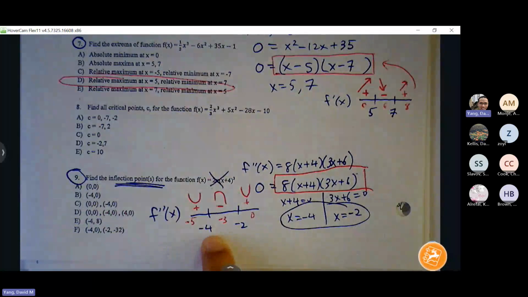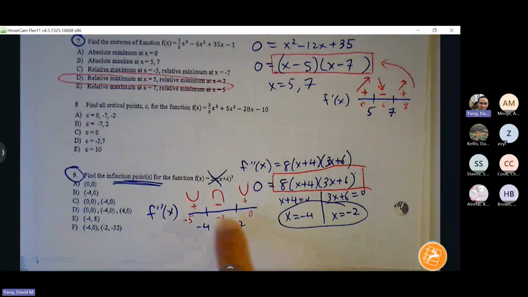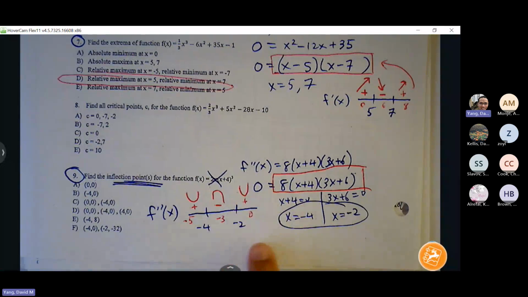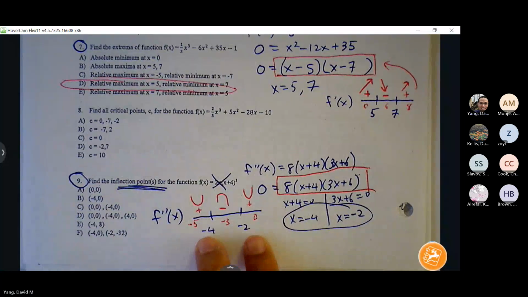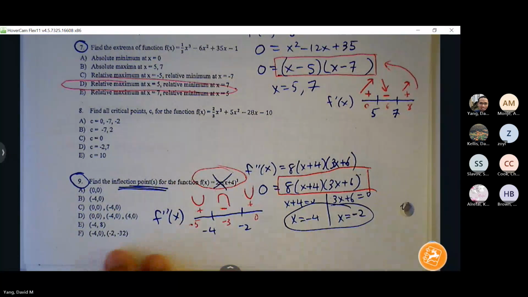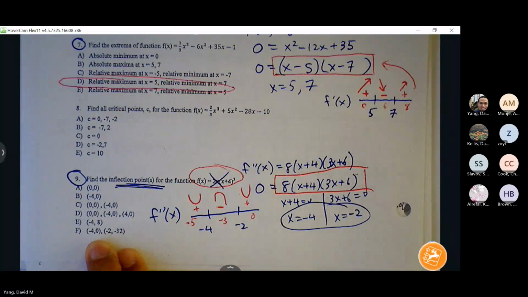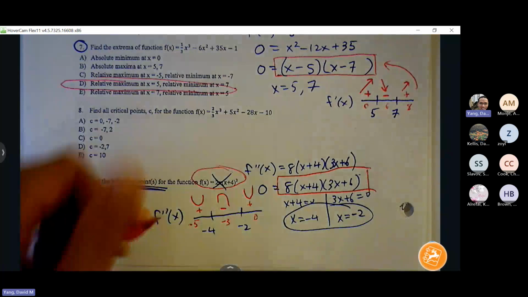So is there a sign change at -4? Yes, that's a point of inflection. Is there a sign change at -2? Yes, sign change, negative to positive. Okay. So yes, we did confirm that these are both points of inflection. How can I find their y values now? Looks like they all have y values. Back to the original. Plug in -4, I get 0. Plug in -2, I get -32.